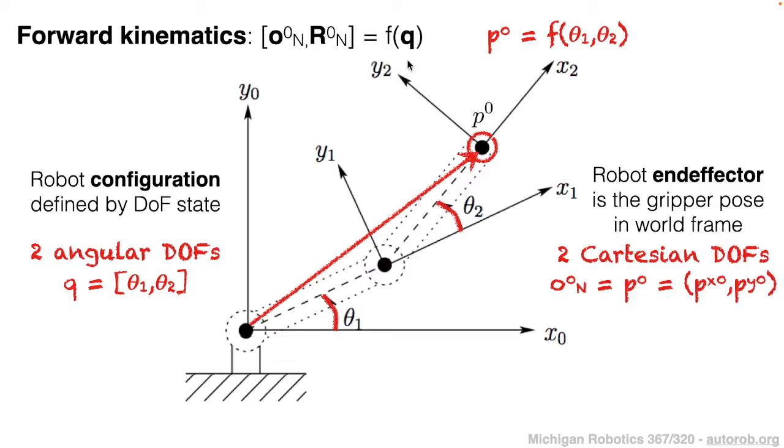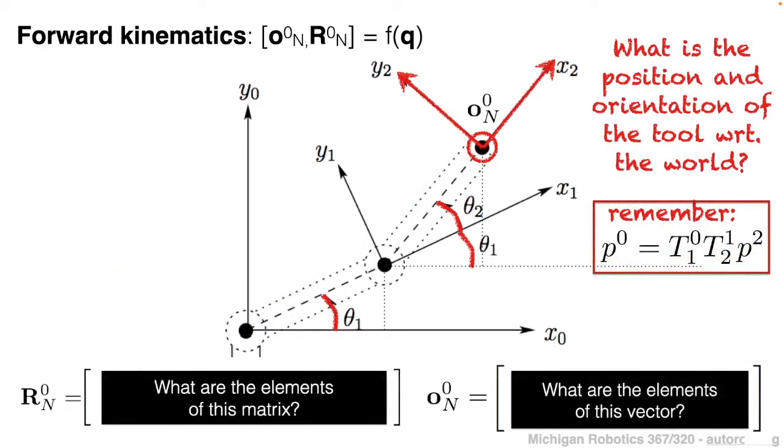And so we can think about it in this functional form to help ground this notion of forward kinematics. Another way we could pose this, or just reiterate: forward kinematics is asking, what is the position and what is the orientation of the tool of our robot with respect to the world coordinate frame?